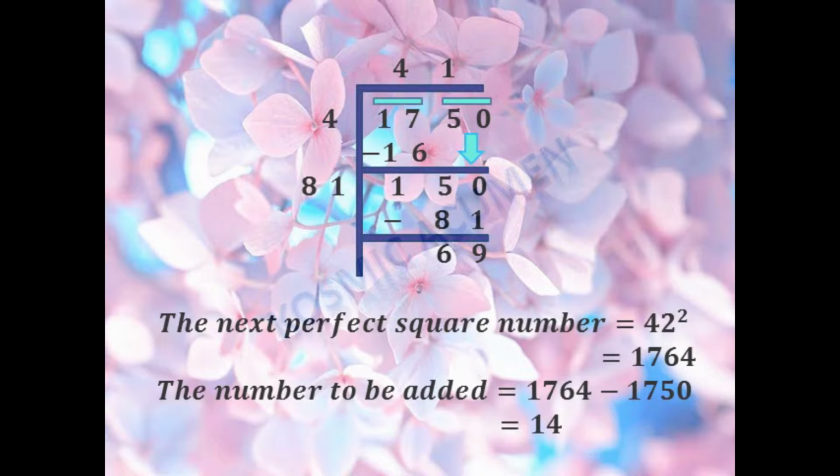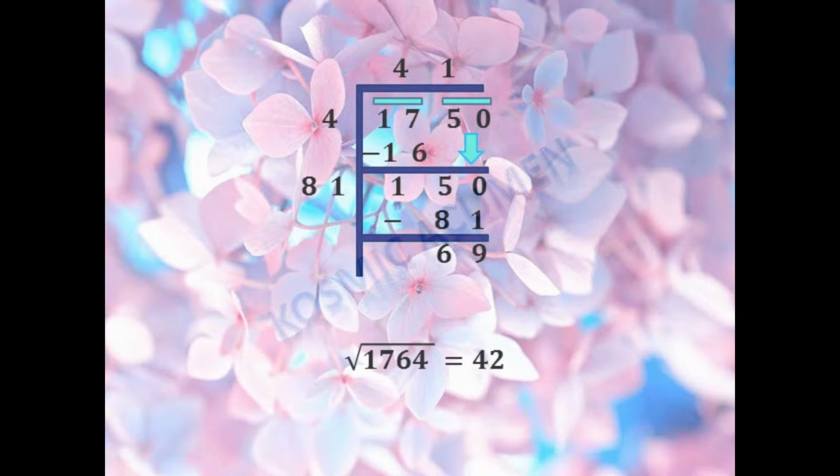Now I know that this 14 is a number that must be added to the given number so that we get a perfect square number. And what is a perfect square number? 42 square, that is 1764. And the square root is obviously 42. Now coming on to the next part, the number is 252.